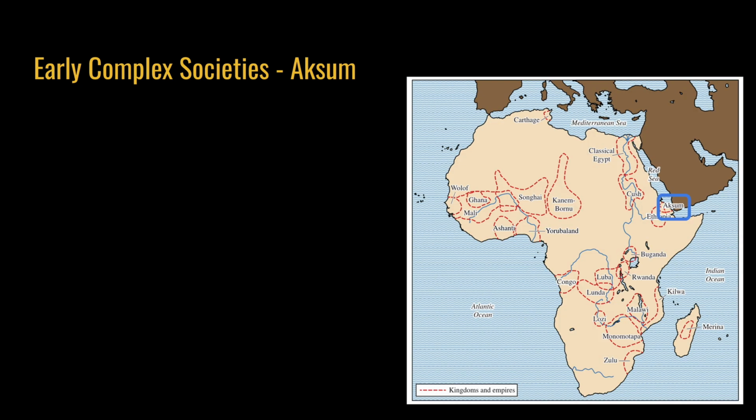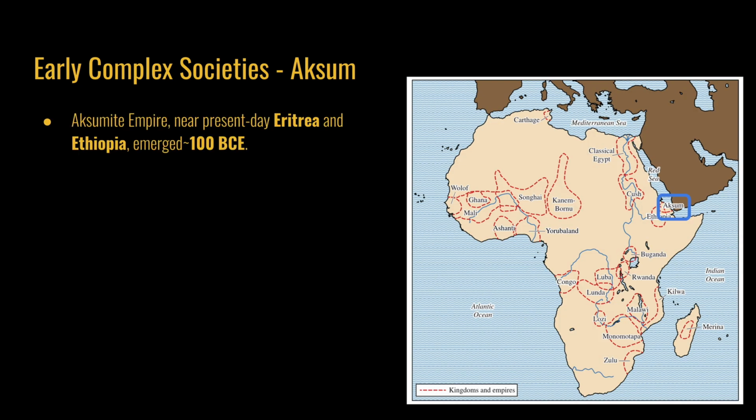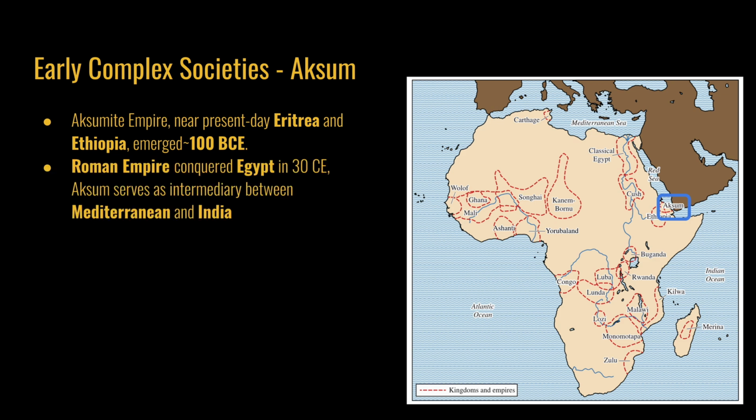This brings us to Axum. The Axum Empire, located near present-day Eritrea and Ethiopia, emerged around 100 BCE. The Roman Empire had conquered Egypt in 30 CE, making Axum the intermediary between Mediterranean and Indian Ocean trade. They controlled the Red Sea through the port of Adulis.